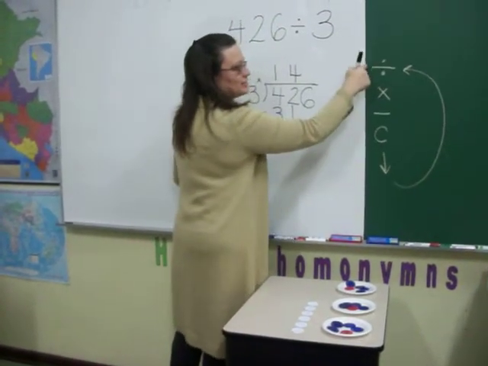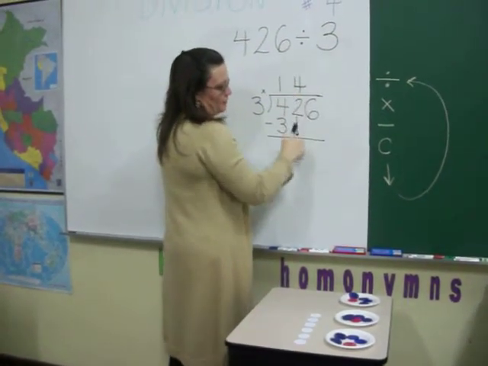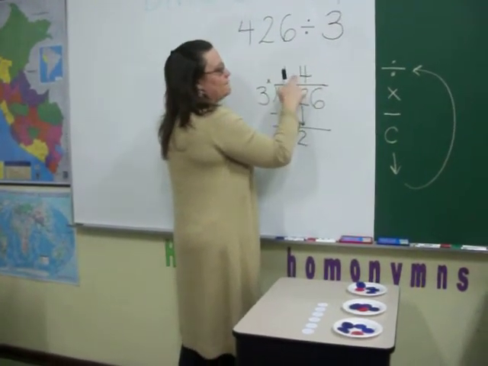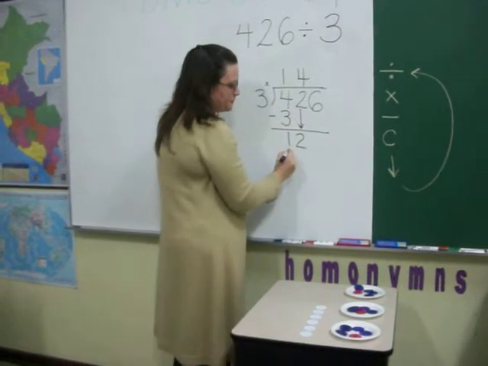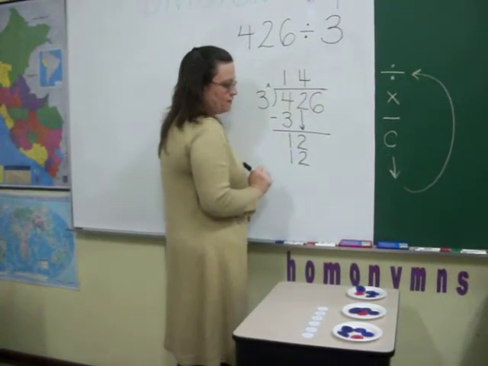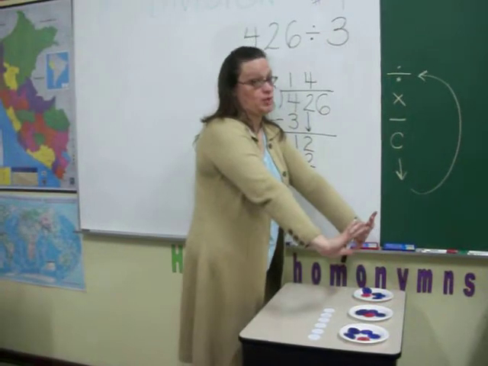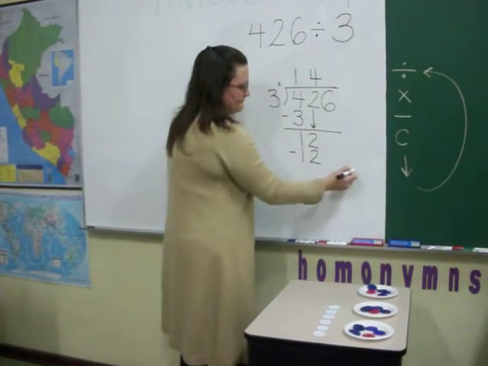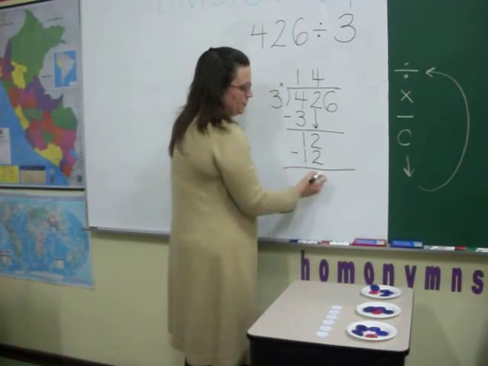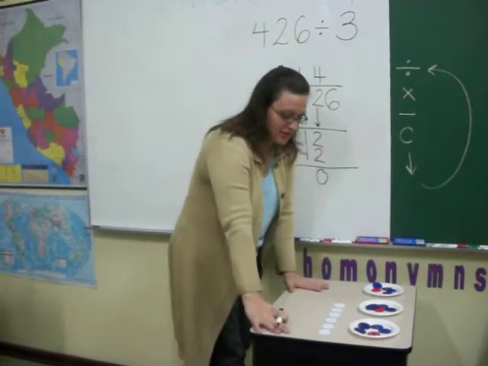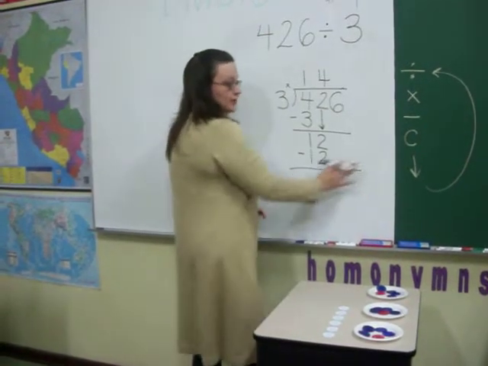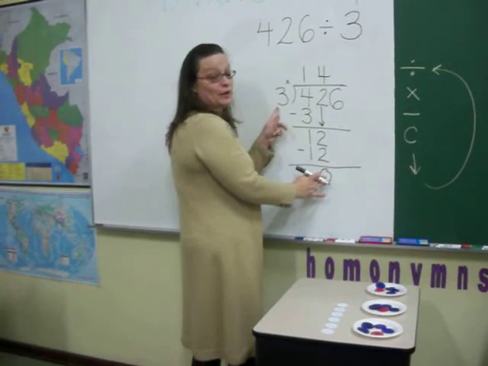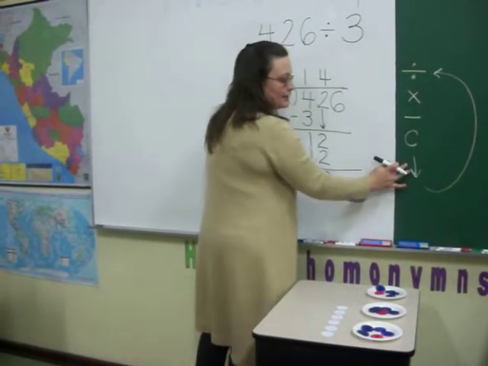We went back to the top, in the tens. What do I do next? Multiply. 4 times 3 is 12. I gave away 12 tens. Next, subtract. 12 minus 12? 0. I don't have any tens left. What do I do next? Compare. 0 is always smaller than the number at the door. And then I bring down.